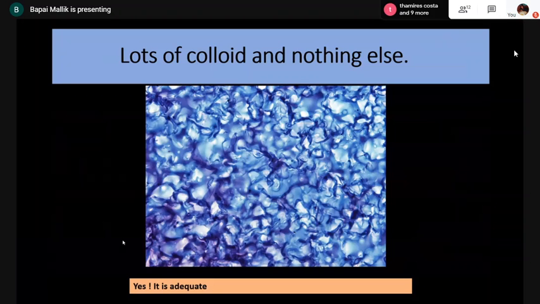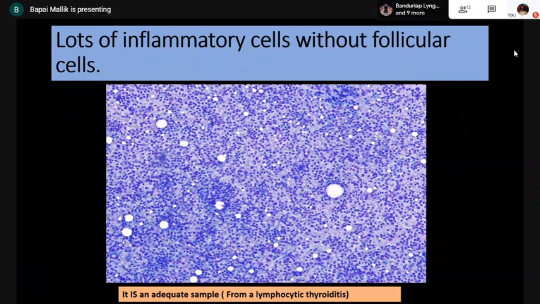Now, let us see some pics. So, this is colloid. Looks pretty spectacular, but you only have colloid, you don't have anything else. Is this an adequate sample? Of course it is. Here, we have lots of inflammatory cells, no follicular cells. Once again, it is an adequate sample from a case of lymphocytic thyroiditis.